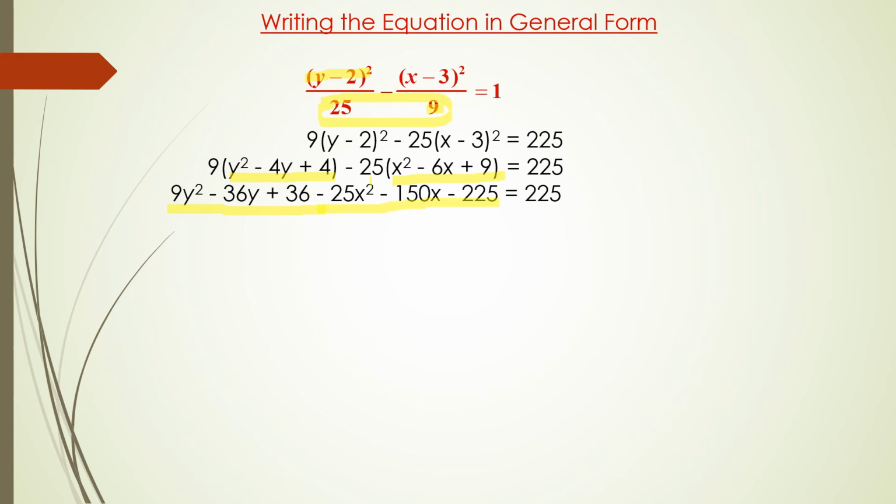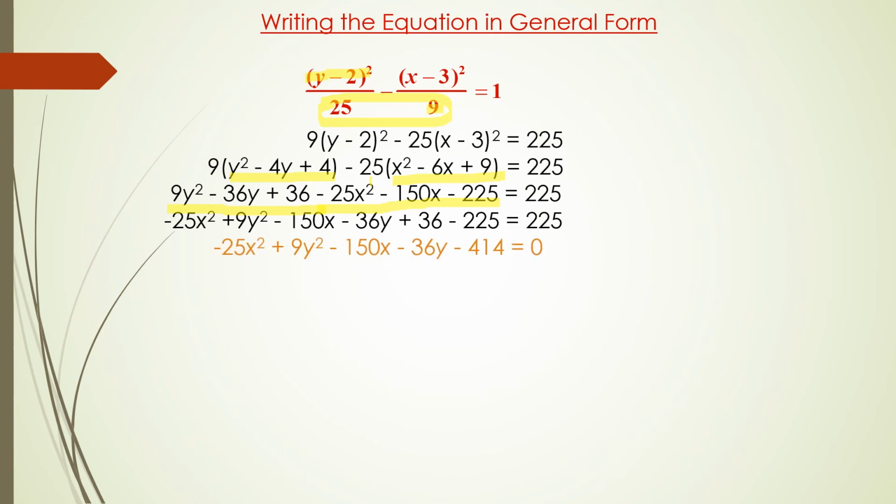Okay? And then you have to combine like terms. The general equation has x first, right? The placement is alphabetical, that is what we consider. So you have x squared, y squared, minus 150x minus 36y. Then combine 36 and 225; that's negative 144 in the general form. So it should be equated to 0.